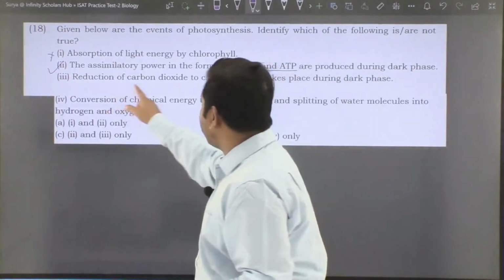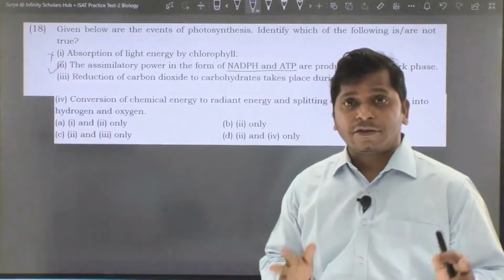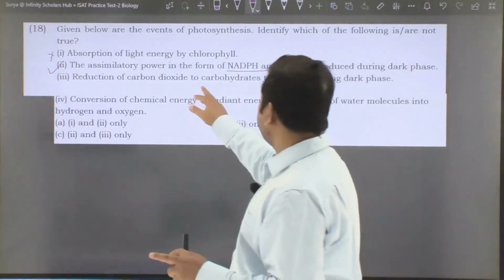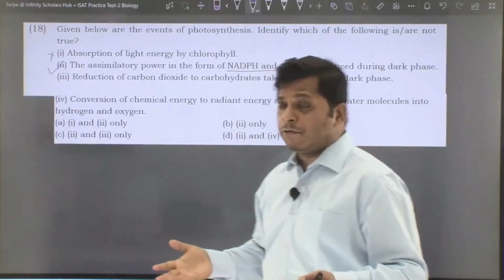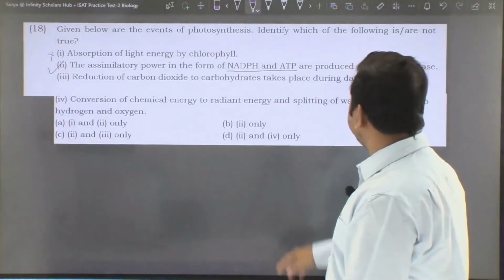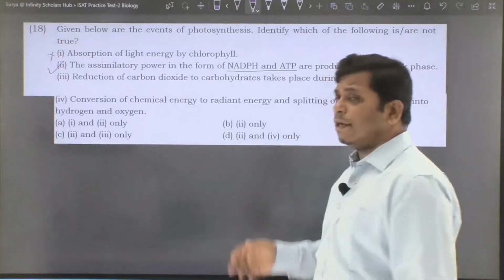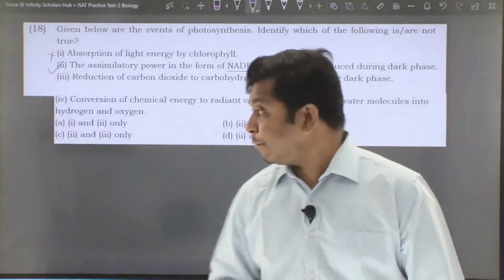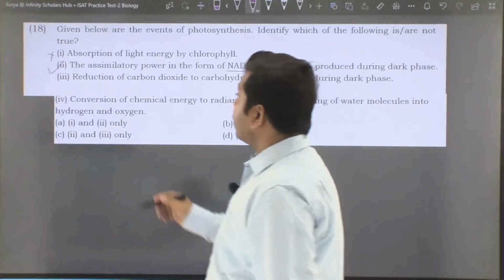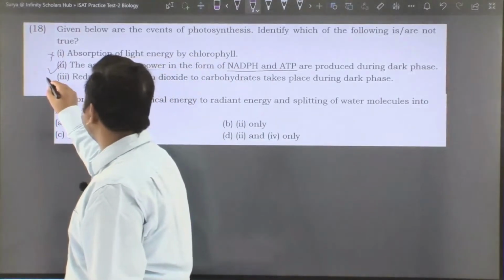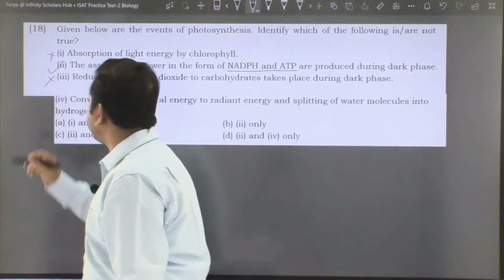So it is saying reduction of carbon dioxide is taking place, then that is the correct answer, into carbohydrate, which is glucose. So glucose is a form of carbohydrate that takes place during the dark phase. Yes, that takes place during the dark phase. So this is also the correct option for us. It is also going to be cancelled out because we have to choose the incorrect options. Okay.